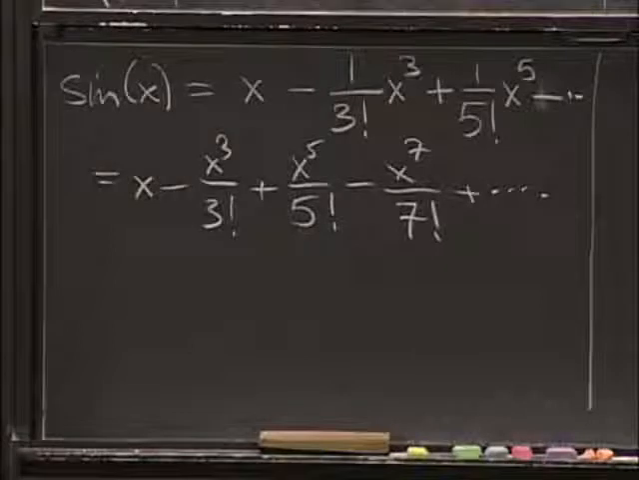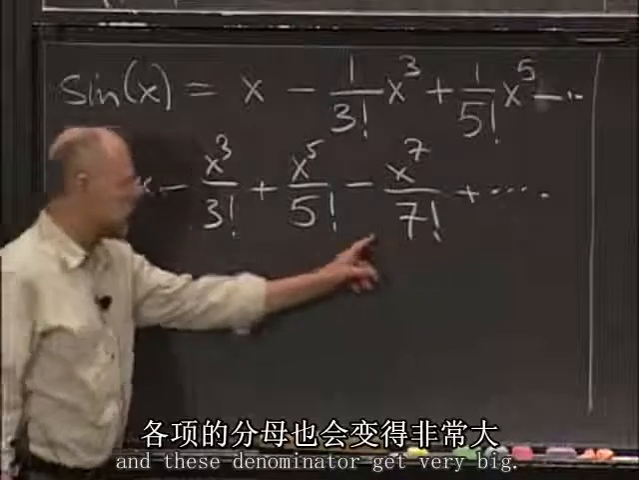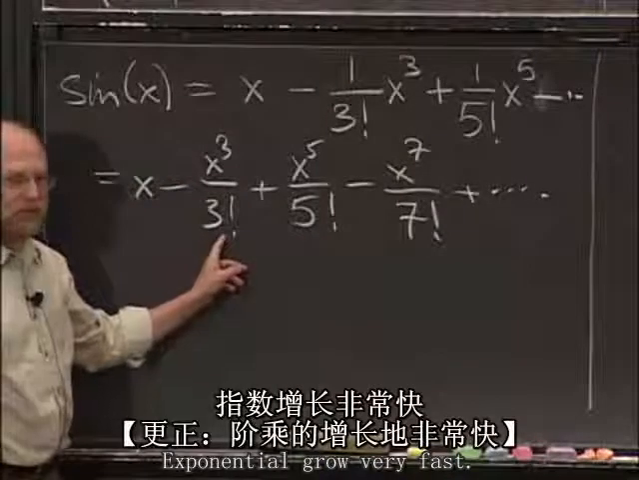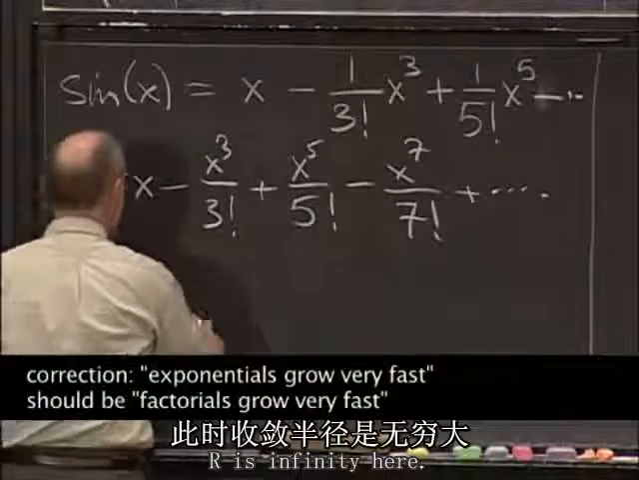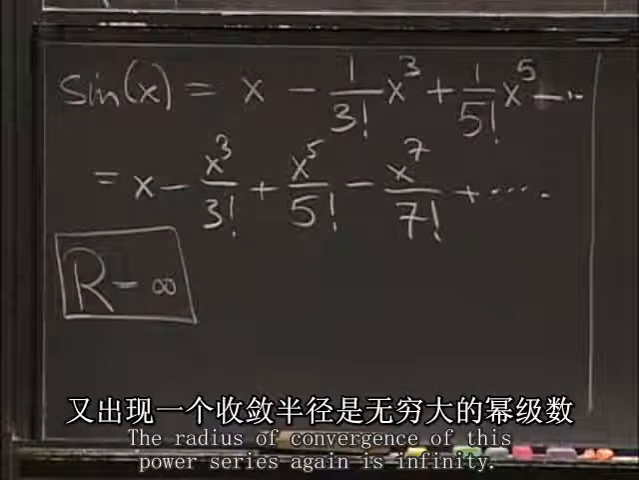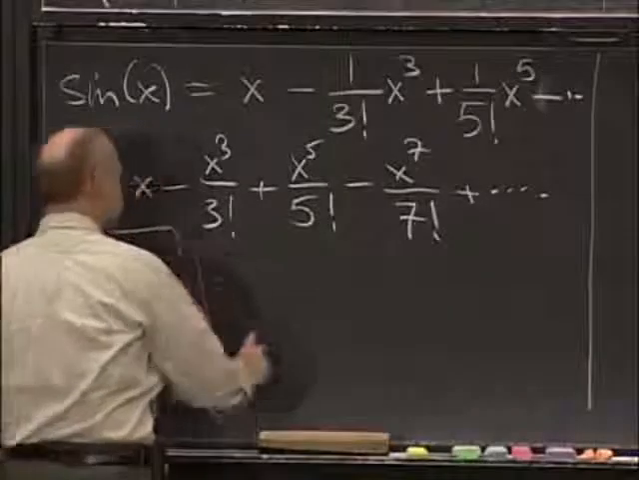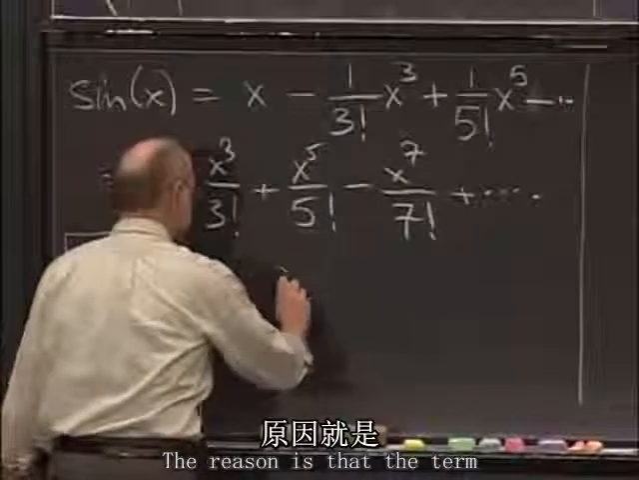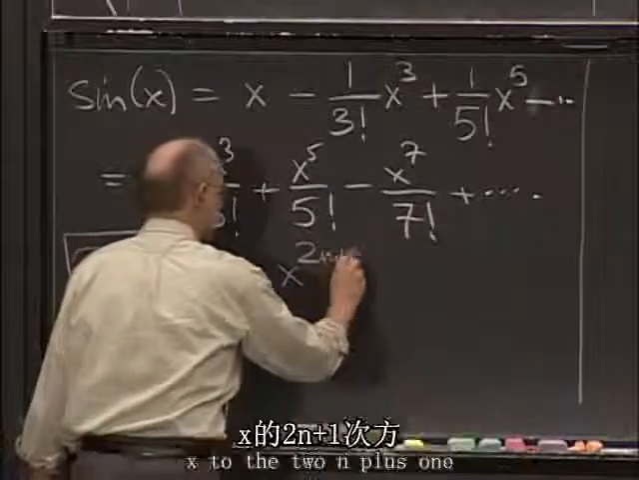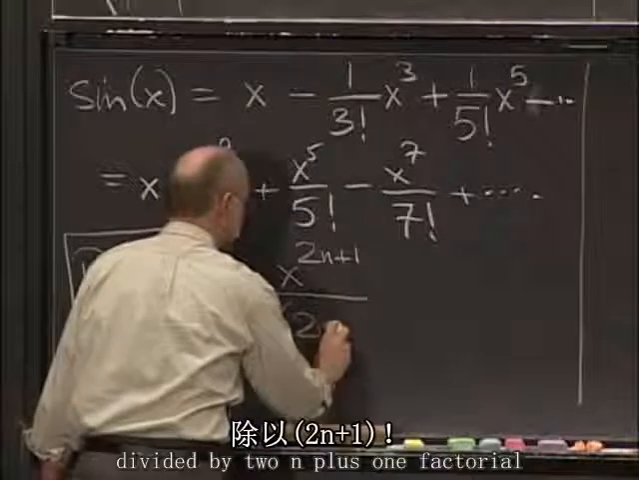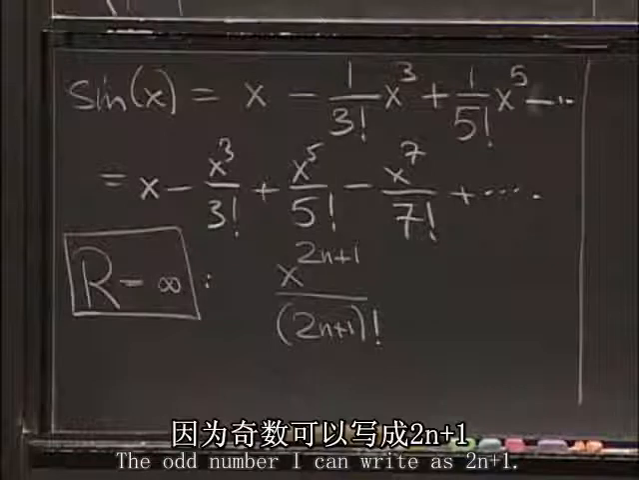Okay? And so the signs alternate, and these denominators get very big, don't they? Factorials grow very fast. Let me make a remark. R is infinity here. The radius of convergence of this power series, again, is infinity. And let me just say why. The general term is going to be like x to the 2n plus 1 divided by 2n plus 1 factorial. An odd number I can write as 2n plus 1.